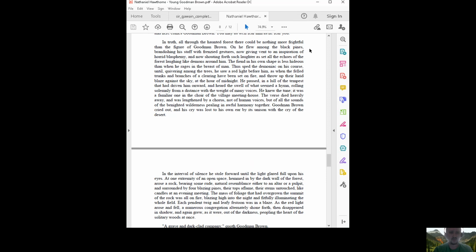He paused in a lull of the tempest that had driven him onward, and heard the swell of what seemed to him, rolling solemnly from the distance with the weight of many voices. He knew the tune. It was a familiar one in the choir of the village meeting house. The verse died heavily away and was lengthened by a chorus, not of human voices, but of all the sounds of the benighted wilderness pealing in awful harmony together. Goodman Brown cried out, and his cry was lost to his own ear by its unison with the cry of the desert.